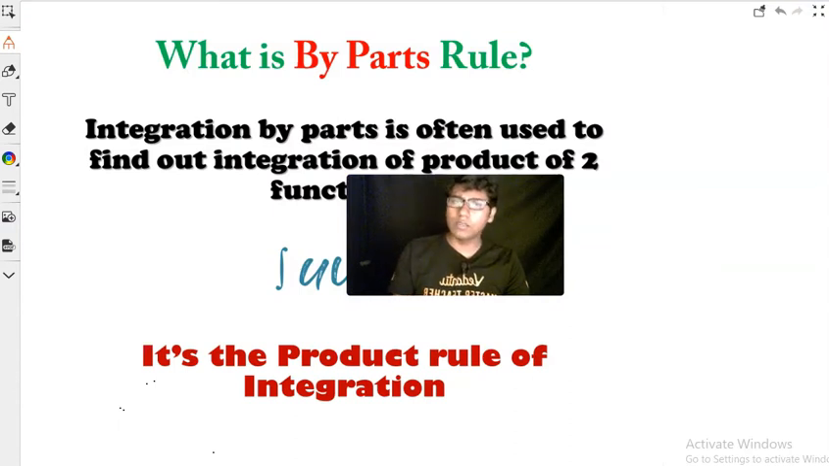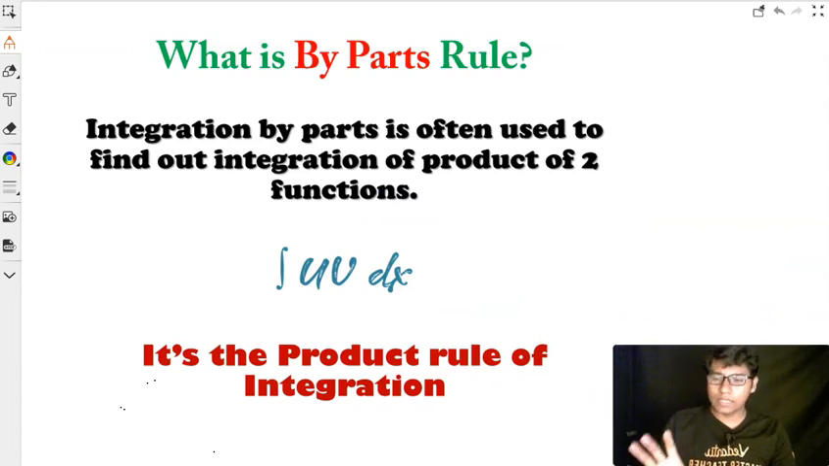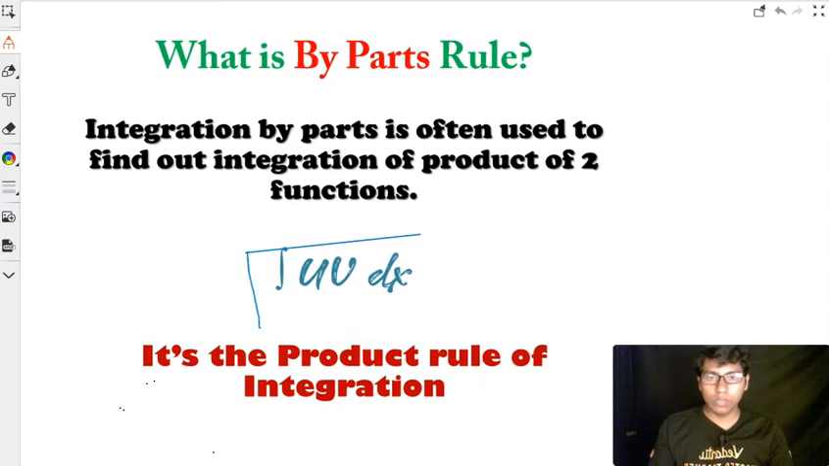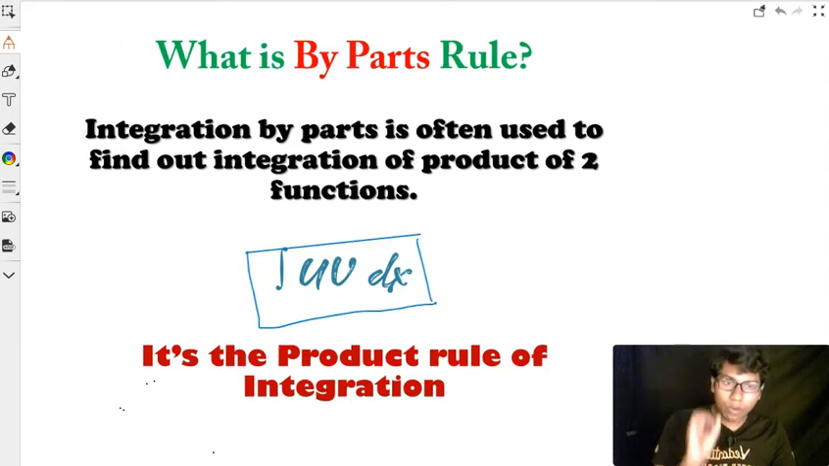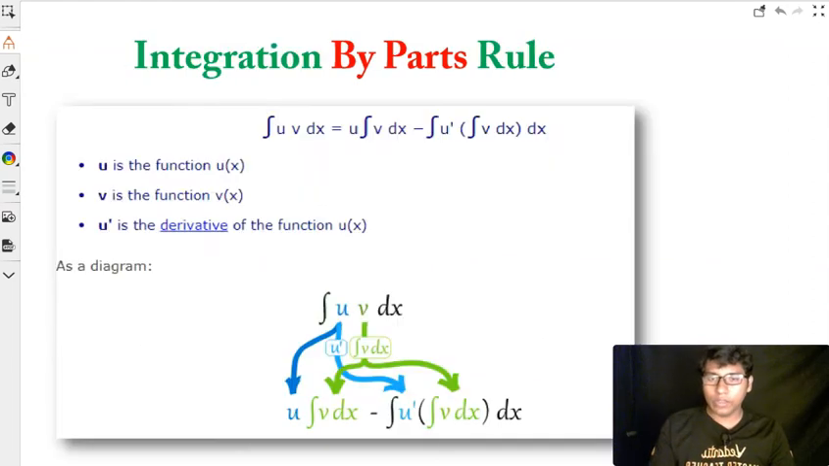The first question is, what is the by parts rule? Integration by parts rule is simply the product rule for integration. When I have a product of two functions in integration, I can use this rule. For example, the equation will be in this form, integration uv dx. We will now see exactly what the rule is. I will try to simplify this rule as much as possible.